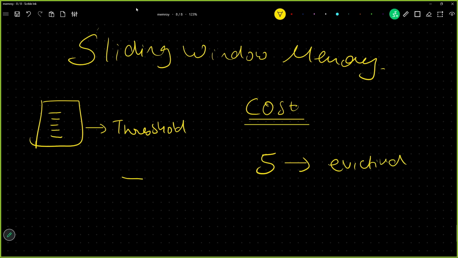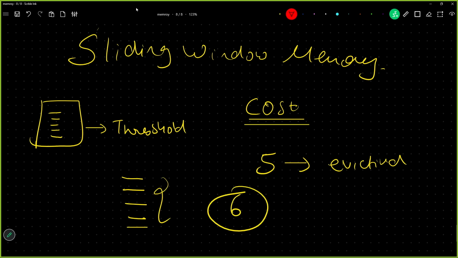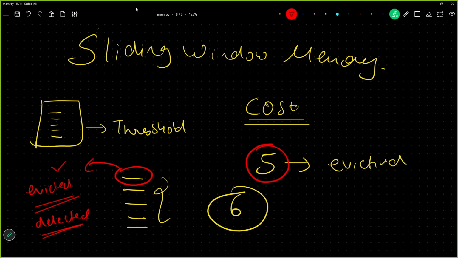So, first message is hi, this is me. Second message is what is my name, it will remember. Third message, fourth message, fifth message. 5 messages is my capacity. The moment the sixth message comes into the picture, the first message will be evicted. I am saying evicted, but not deleted. Deleted is different and evicted is different. I will talk about it. So it is evicted from this, so that we only maintain a 5 message sliding window. Let us see that in action.